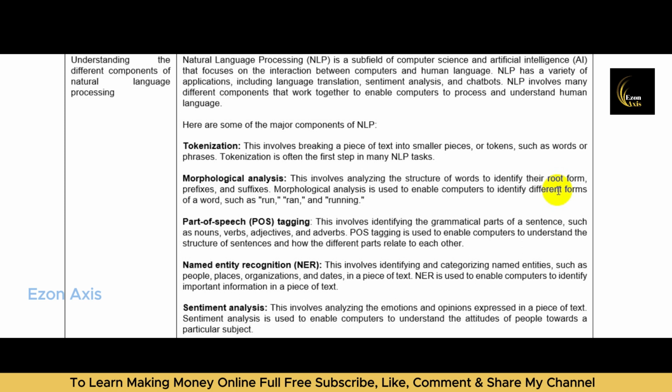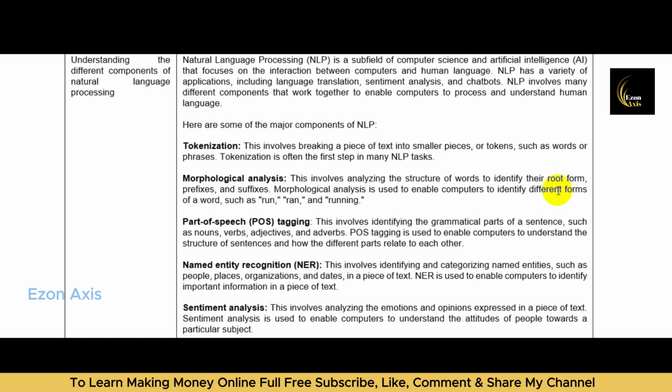Morphological analysis. This involves analyzing the structure of words to identify their root form, prefixes, and suffixes. Morphological analysis is used to enable computers to identify different forms of a word such as run, ran, and running.